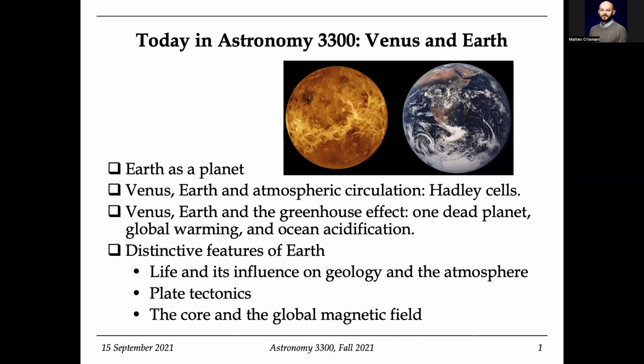Okay, so we're going to talk about Earth as a planet. Can you believe we saw that? We'll just do a couple of the highlights about Earth. We'll talk about the circulation. We need to describe something called the Hadley cells, which I've alluded to before. And then we'll talk about the greenhouse effect and how life has a distinct impact on the atmospheric dynamics and also geology as well. Right?